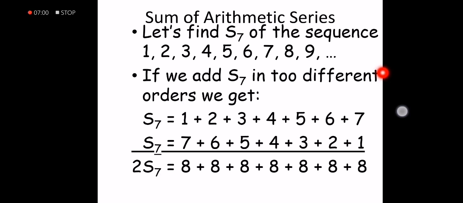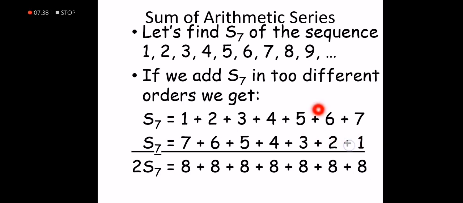Pero, mas maigi pa rin na maintindihan ninyo kung saan nanggaling yung formula natin sa pagkuha ng sum of arithmetic sequence. So, since we are asked to find the sum of the first 7 terms, hanggang dito lang sa number 7 yung i-add natin. If we add S sub 7 in 2 different orders, we get, yung una nating term ay 1 plus 2 plus 3 plus 4 plus 5 plus 6 plus 7. Yung pangalawa nating way ng pag-add ay 7, 6, 5, 4, 3, 2, 1.